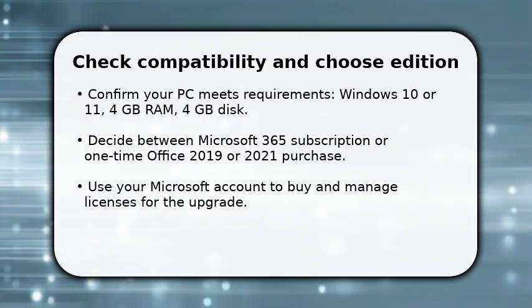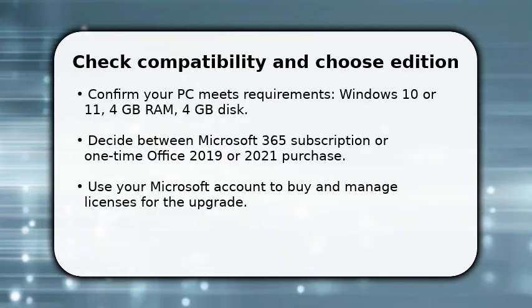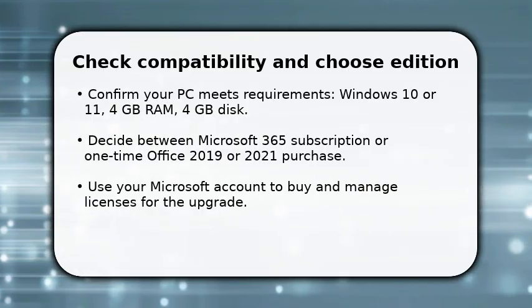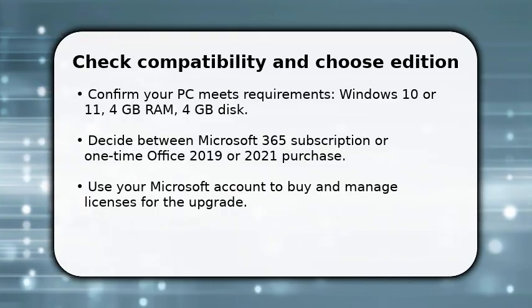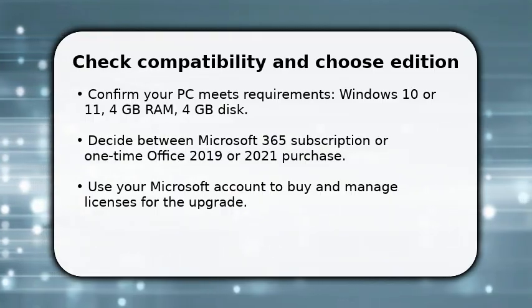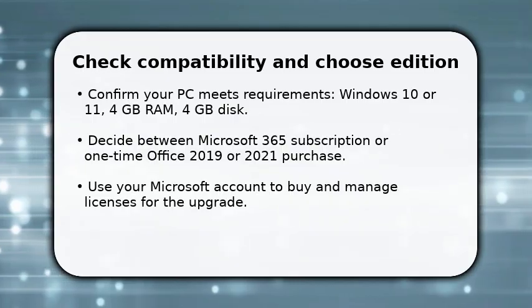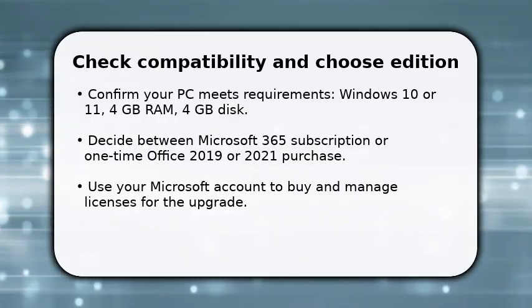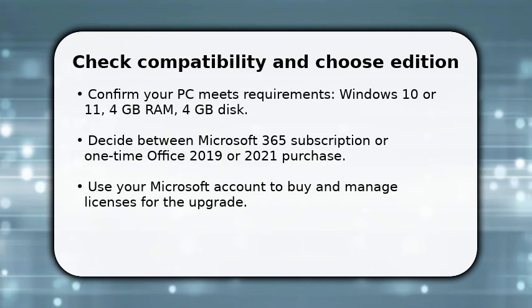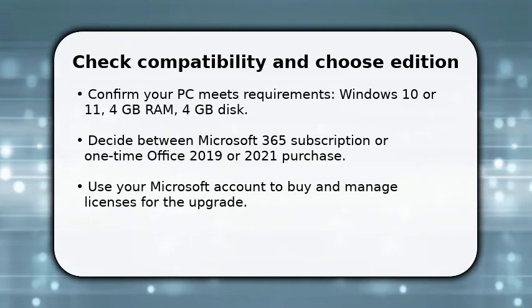Decide between Microsoft 365 subscription or a one-time Office 2019 or Office 2021 purchase. Check whether you need 32-bit or 64-bit installers for compatibility. Prepare a Microsoft account to buy, manage, and activate your new Office license.